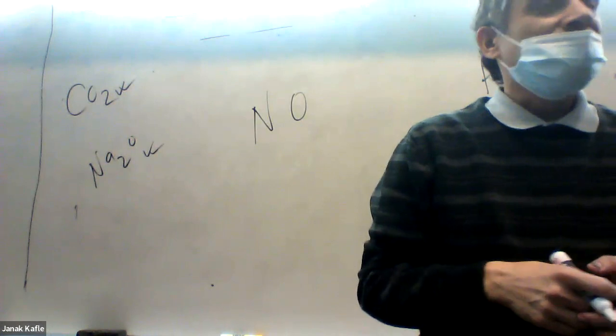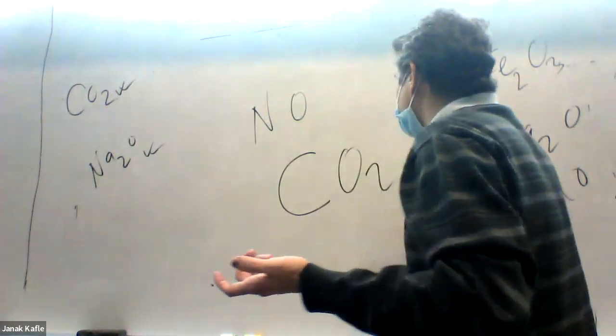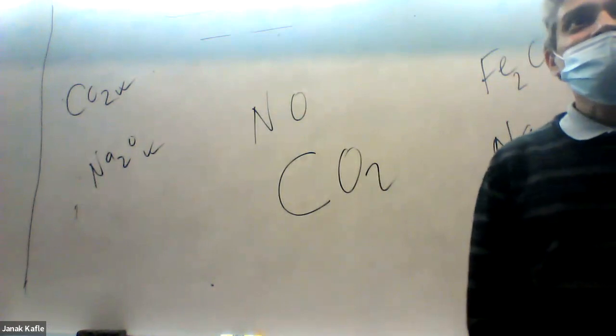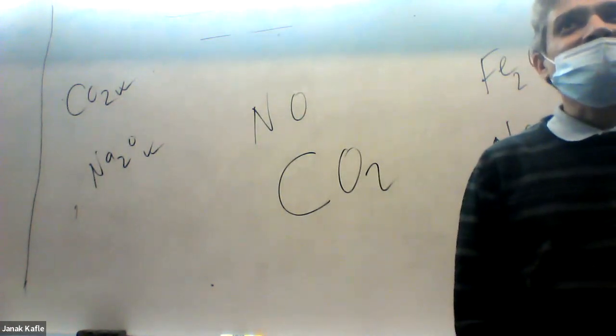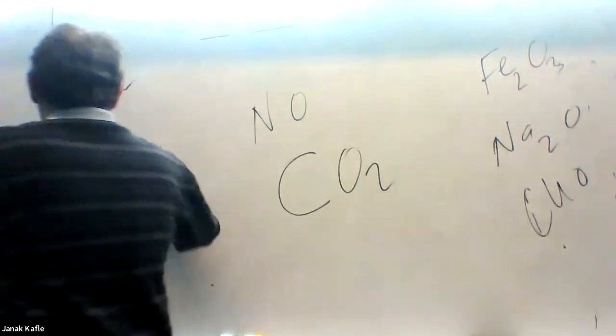Everybody got that? So pick another one. There is carbon here. So carbon is also a non-metal. So carbon put with the oxygen, CO2. So this is also an acidic oxide. Easy? Easy to find? So let's find the N2O5.